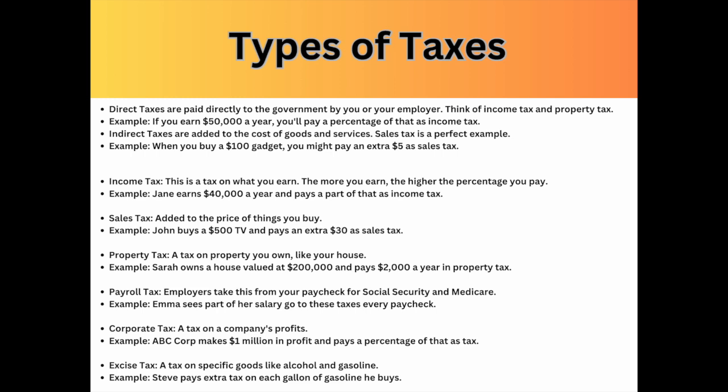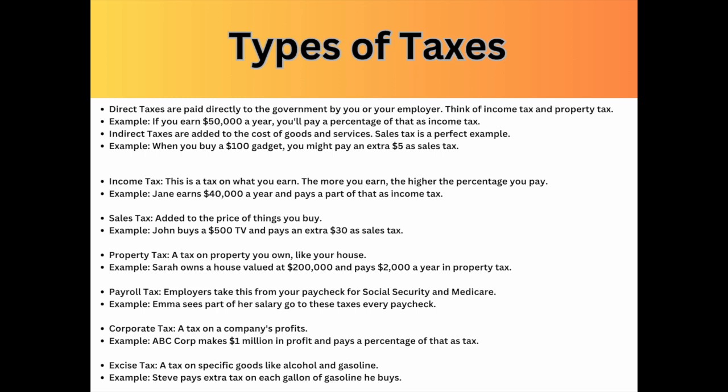Property taxes are a tax on property you own, like your house. So for example, Sarah owns a house valued at $200,000 and pays $2,000 a year in property taxes. That is a direct tax. You'll be paying that tax directly to the government.